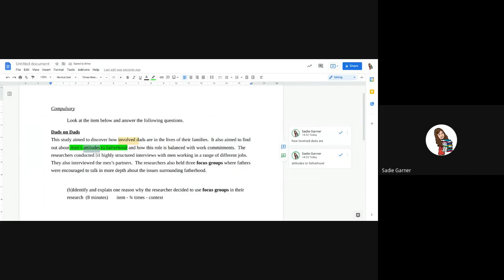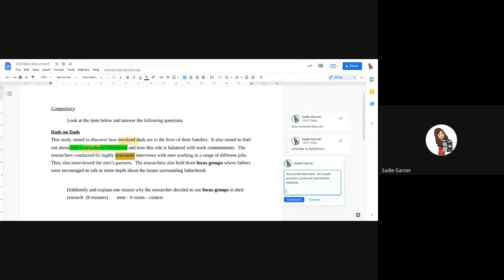The researchers conducted 61 highly structured interviews. So they engage in structured interviews. Well, structured interviews are all closed questions, and they produce quantitative methods. So structured interviews are a quantitative method, and they use all closed questions. So they're really helpful in establishing patterns and trends.